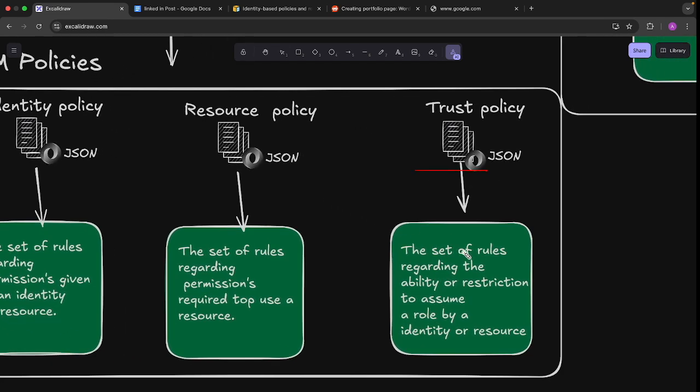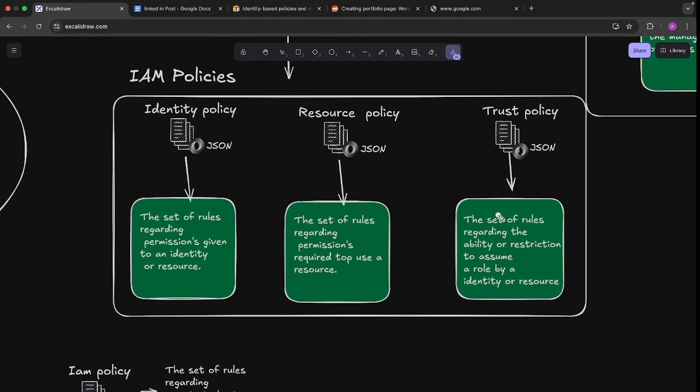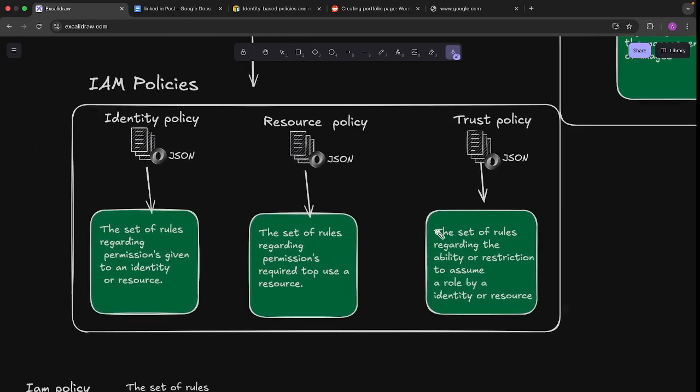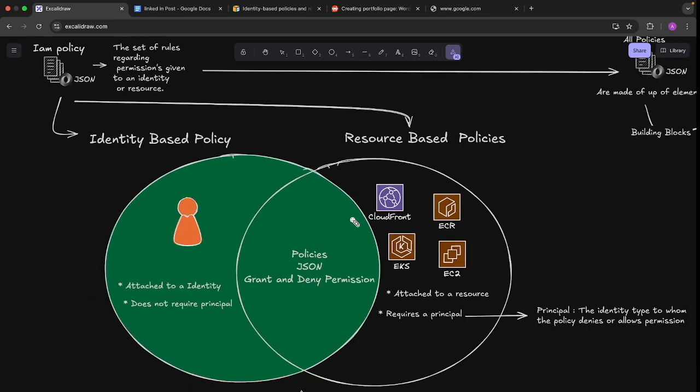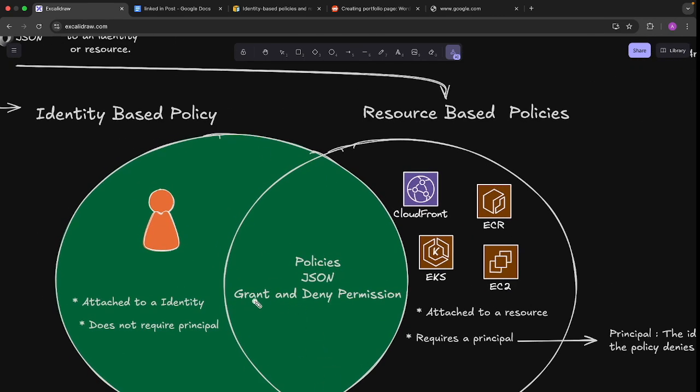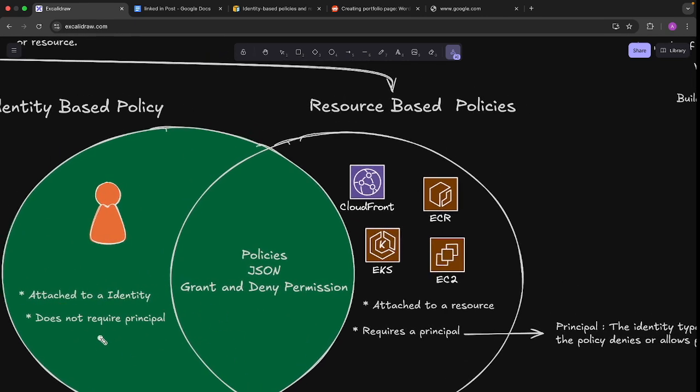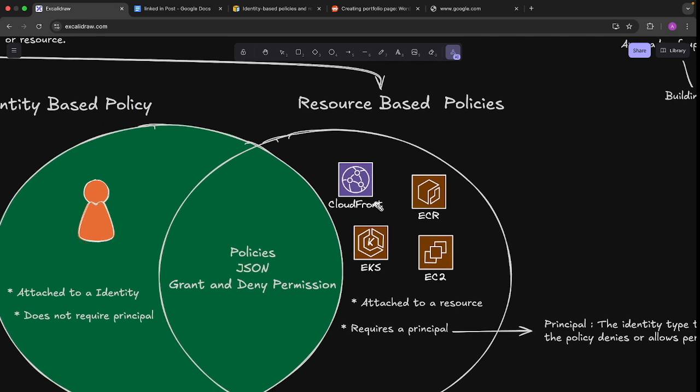So we have an IAM policy, which we now know is a set of rules regarding the permissions given to an identity or a resource. As mentioned before, we have an identity-based policy and a resource-based policy. Now they're both policies, of course. They both are written in JSON, and they both grant and deny permissions. The only difference being is that the identity-based policy is attached to an identity and does not require a principal. This is because the principal is implied to be the identity that is attached to the policy.